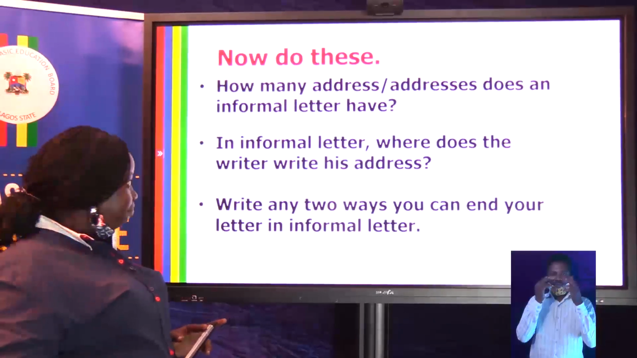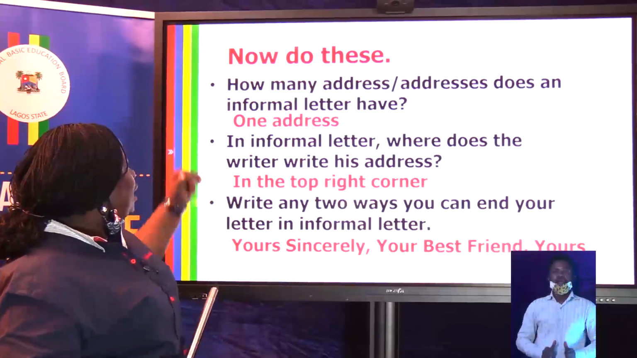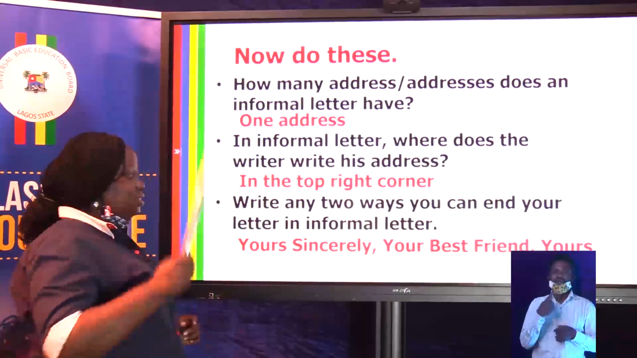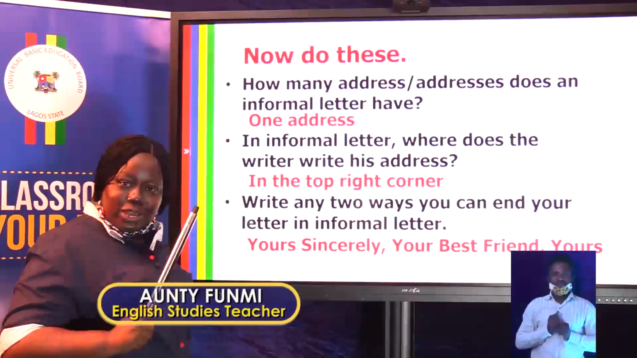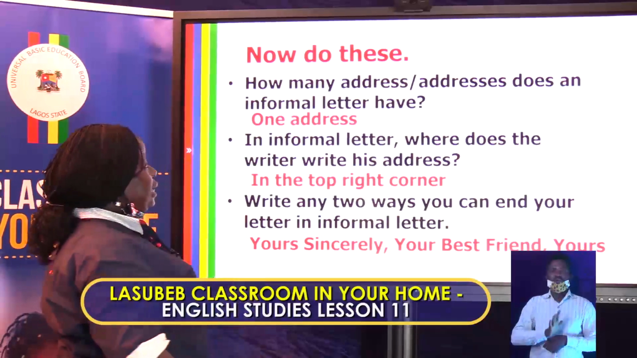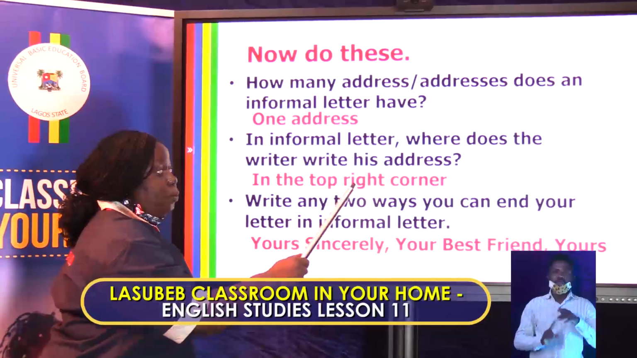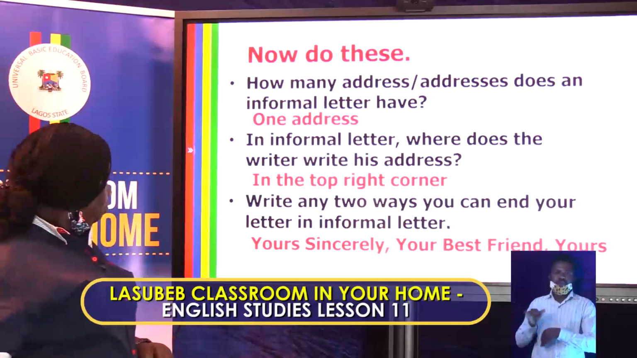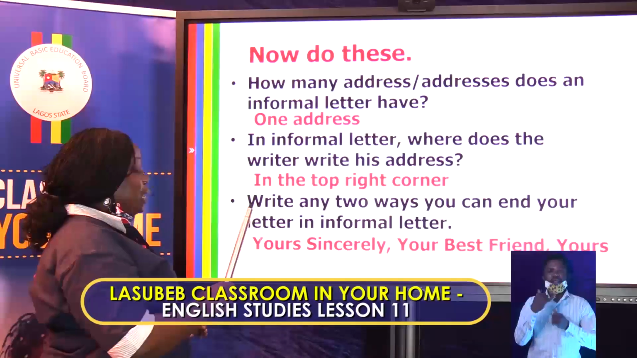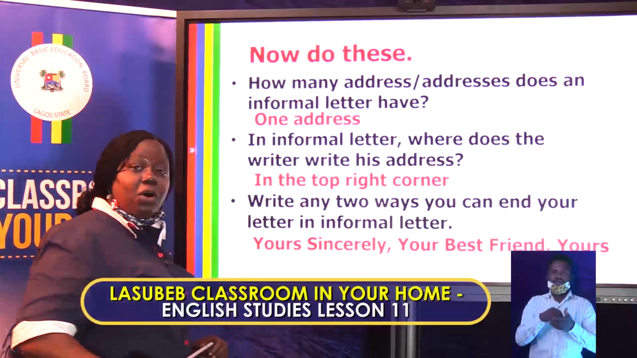Eyes on me. Now to the answer. How many address or addresses does an informal letter have? The answer is just one address. Did you get that? Well done. In an informal letter, where does the writer write his address? In the top right corner. I believe you wrote that too. I'm proud of you. The last question, write any two ways you can end your letter in an informal letter.